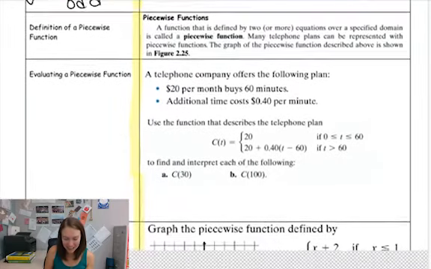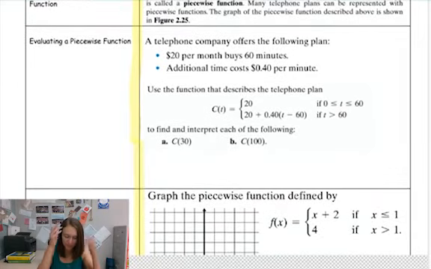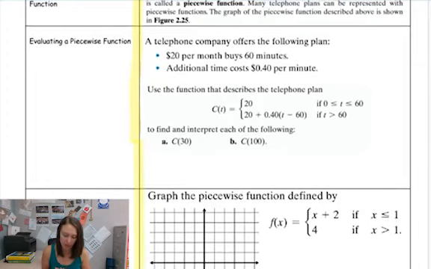All right, our last part to this lesson is piecewise functions. So piecewise functions are really useful in real life because sometimes if we're modeling something in real life with a function, one function won't really do it for the whole model. Sometimes we have to use pieces of different functions for different pieces of our model. So for example, a telephone company offers the following plan. You pay $20 a month and you get 60 minutes. And additional time costs 40 cents per minute.